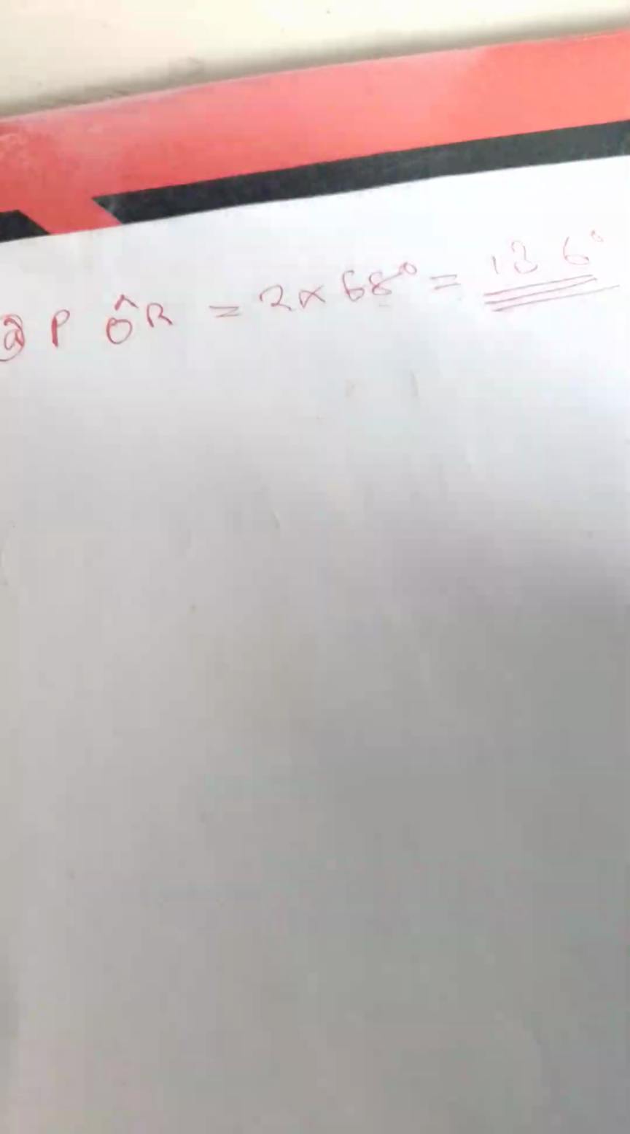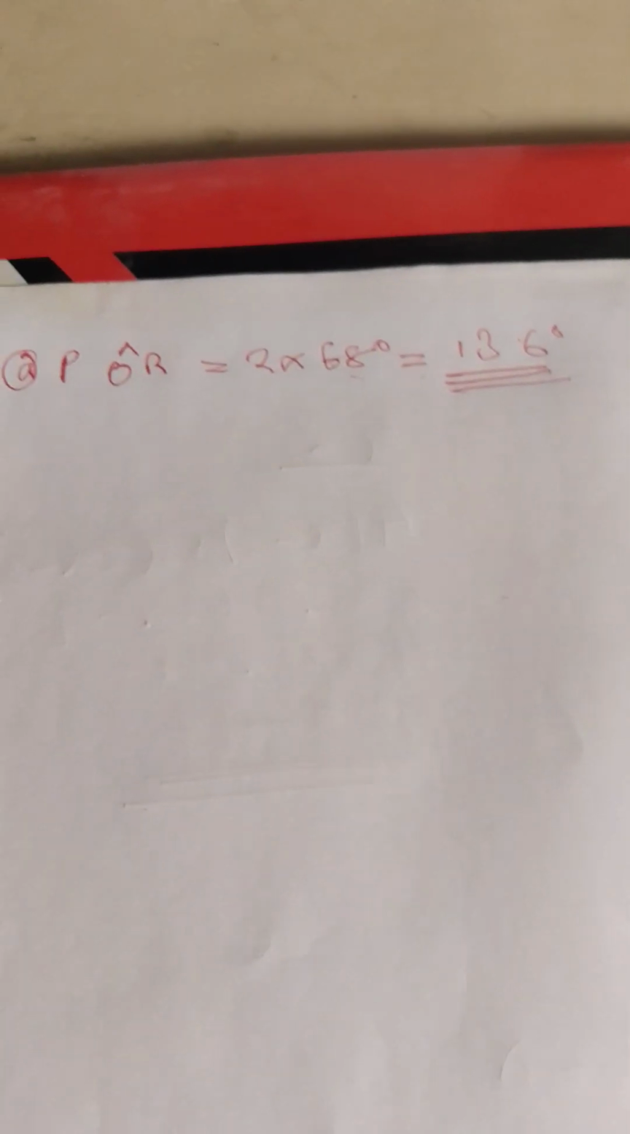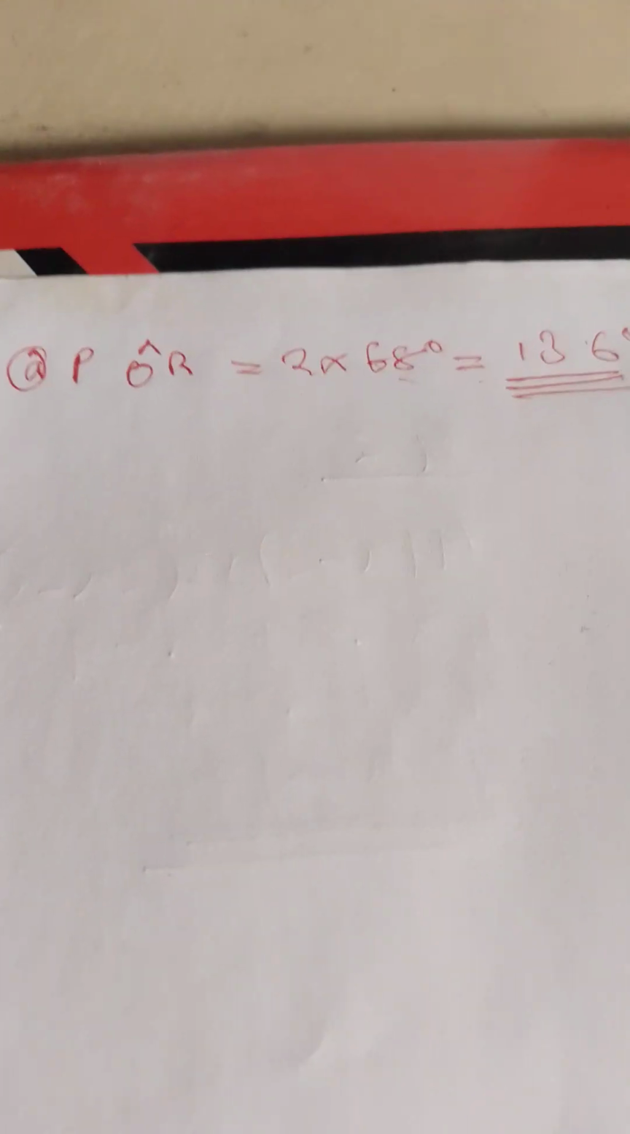2 times 68 degrees. Remember, this is paper 1, no need for a calculator. 2 times 8 is 16, so it is a 6 carry 1. 2 times 6 is 12, plus 1 is 13. So this angle here is 136 degrees.